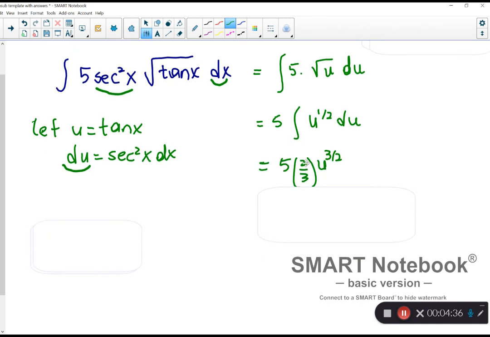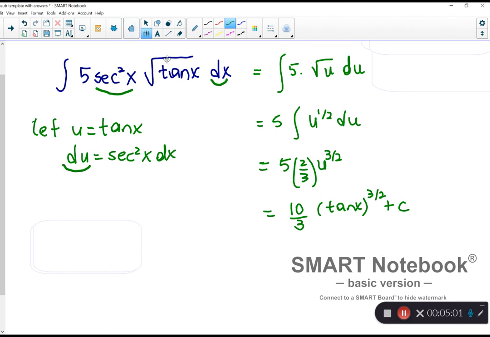So 5 times, think of it as 5 over 1, right? So 10/3. And instead of u to the 3/2, I need to bring the u variable back. U being tangent x is going to be tangent x to the power of 3 over 2. And don't forget the plus c, no limits of integration, so we want to end it with plus c to give it the general antiderivative.